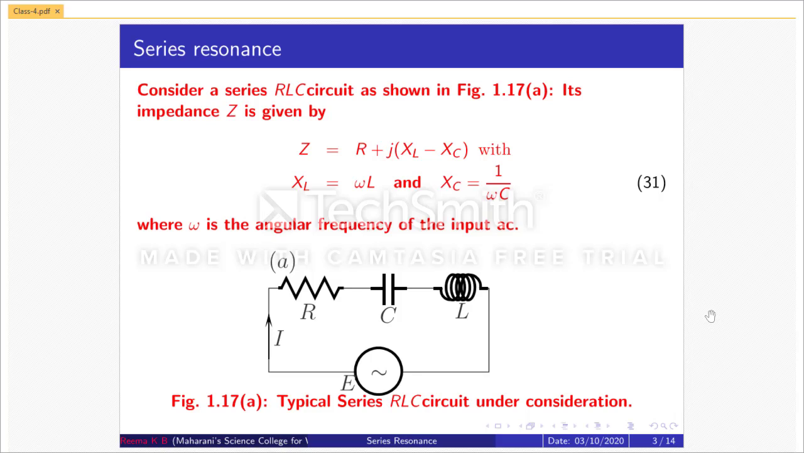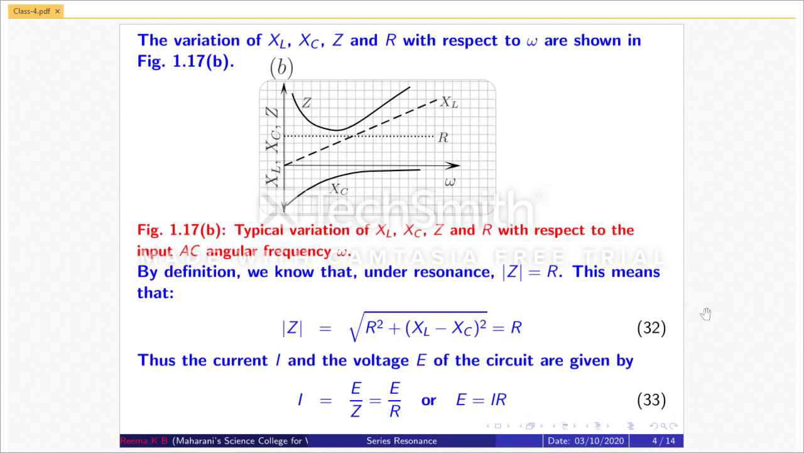Series resonance. Consider a series RLC circuit as shown in figure 1.17a. Its impedance Z is given by Z = R + j(XL - XC), with XL = omega L and XC = 1/(omega C), where omega is the angular frequency of the input AC. Figure 1.17a shows a typical series RLC circuit under consideration. The variation of XL, XC, Z and R with respect to omega is shown in figure 1.17b.